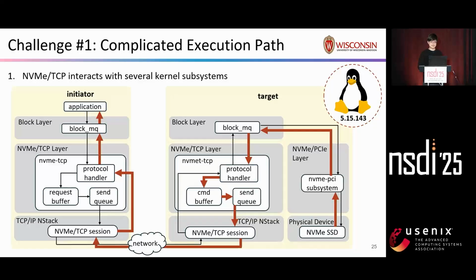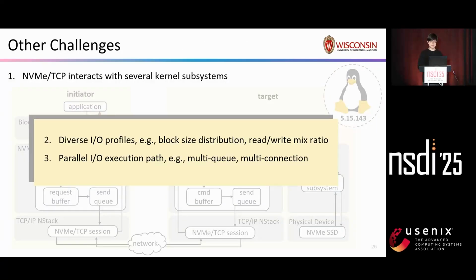The completion path is similar, but in the opposite direction. Finally, the block layer on the initiator side returns the data to the application. As you can see, the data path is very long, and it involves multiple kernel subsystems. Issues can happen in any layer, slowing down the execution. In addition to this, the diverse I/O profiles and the parallel I/O execution path add to the profiling difficulties.